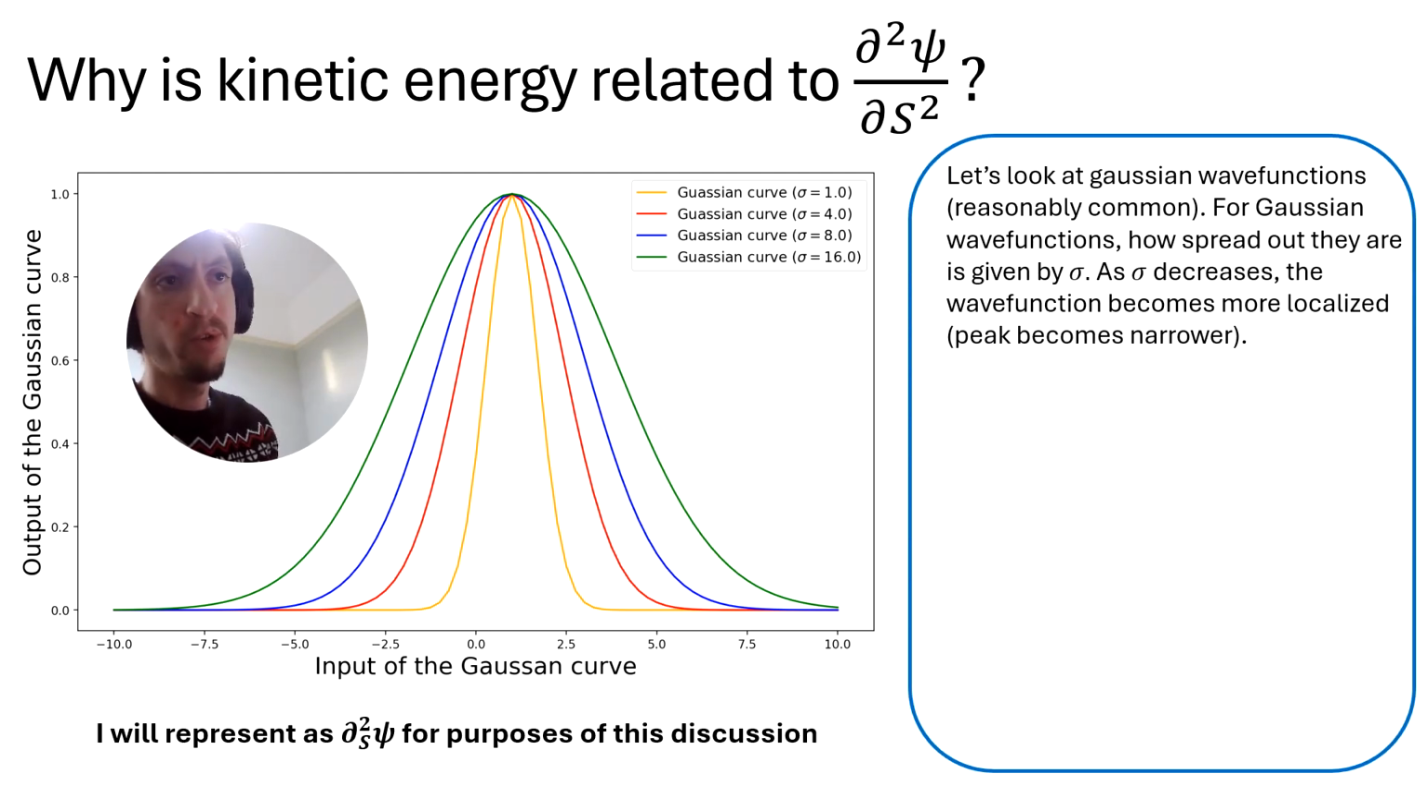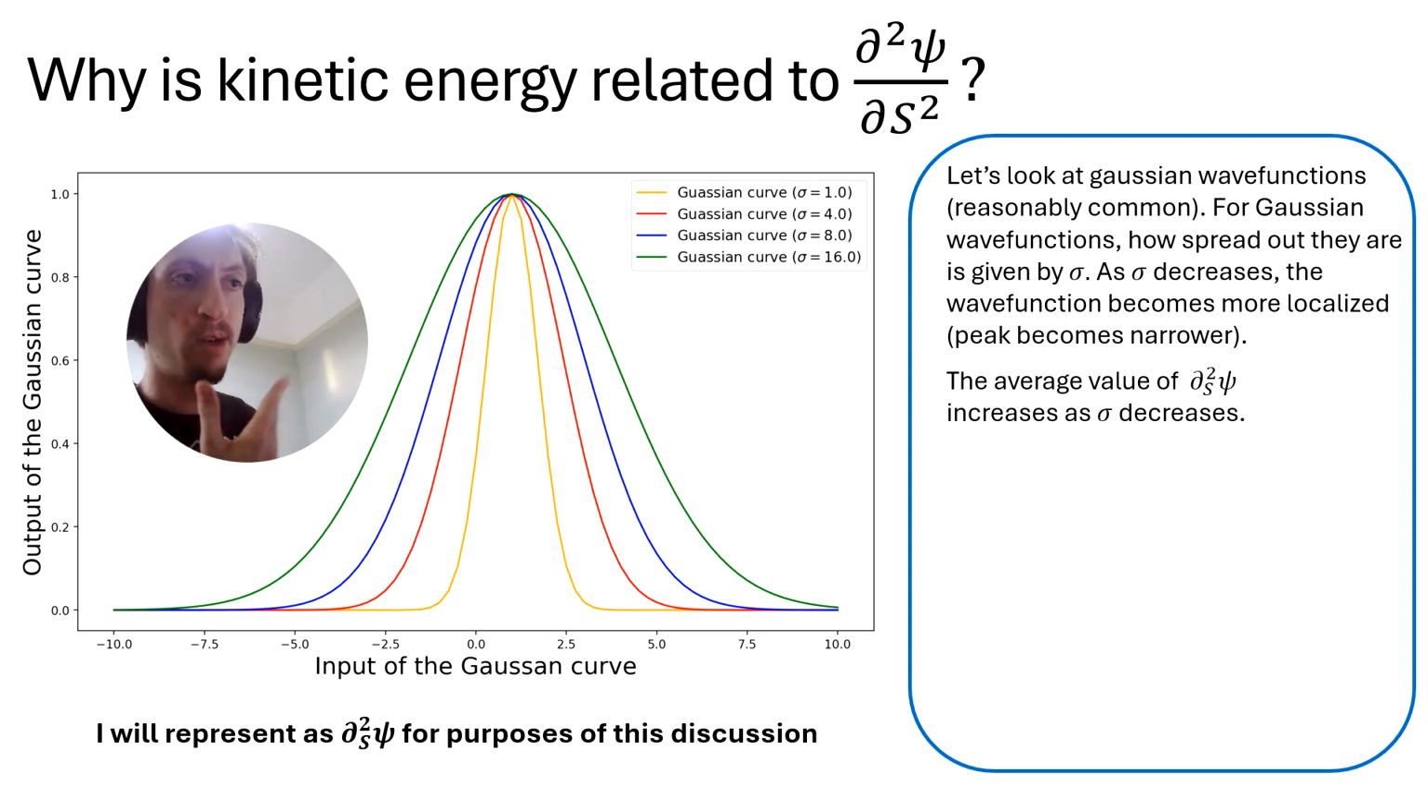So using this notation, we can make these two points, which the first one I made. The second point, that the average value of the second order partial derivative of psi with respect to S increases as the standard deviation decreases, is a more technical way of saying what I've already said.